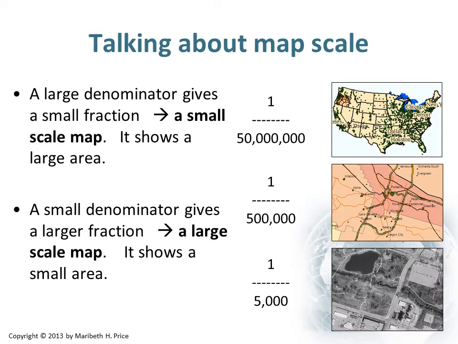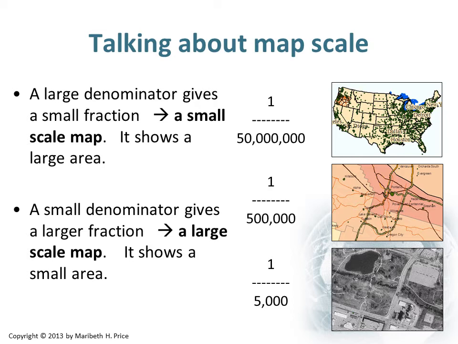In another lecture, I spend quite a bit of time talking about this, but I'll go over it again here. When we talk about map scale, this gets confusing. A small scale map covers a really large area. A large scale map covers a really small area. And here we have three examples: 1 to 50 million, 1 to 500,000, and 1 to 5,000.